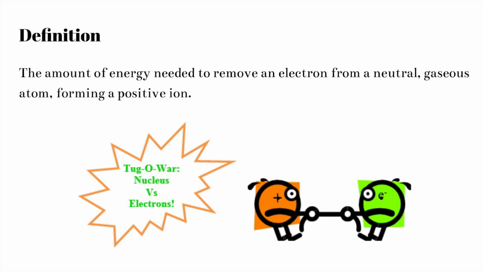Ionization energy is the amount of energy required to remove one electron from a neutral, gaseous atom, forming a positive ion. In simpler terms, it's how hard it is to pluck an electron off an atom. If it takes a lot of energy, the atom holds its electrons tightly. If it takes less, then they're more loosely held.